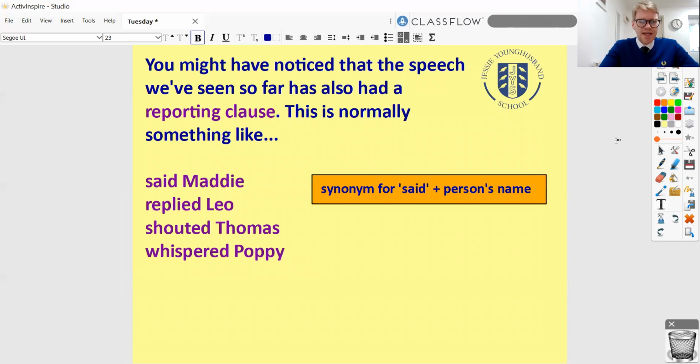The other thing that we looked at yesterday, I said that we were going to come back to this today and look at it in a bit more detail, was what I'd called the reporting clause. Now, it's a bit of a posh name, that, but really all I mean is the bit where we said who's said it and how they've said it. So yesterday we had this at the end of our sentences, and it would have been things like this. Said Maddie, replied Leo, shouted Thomas, whispered Poppy. It was a word that meant the same as said, and then the person's name. We put those two things together to make our reporting clause.